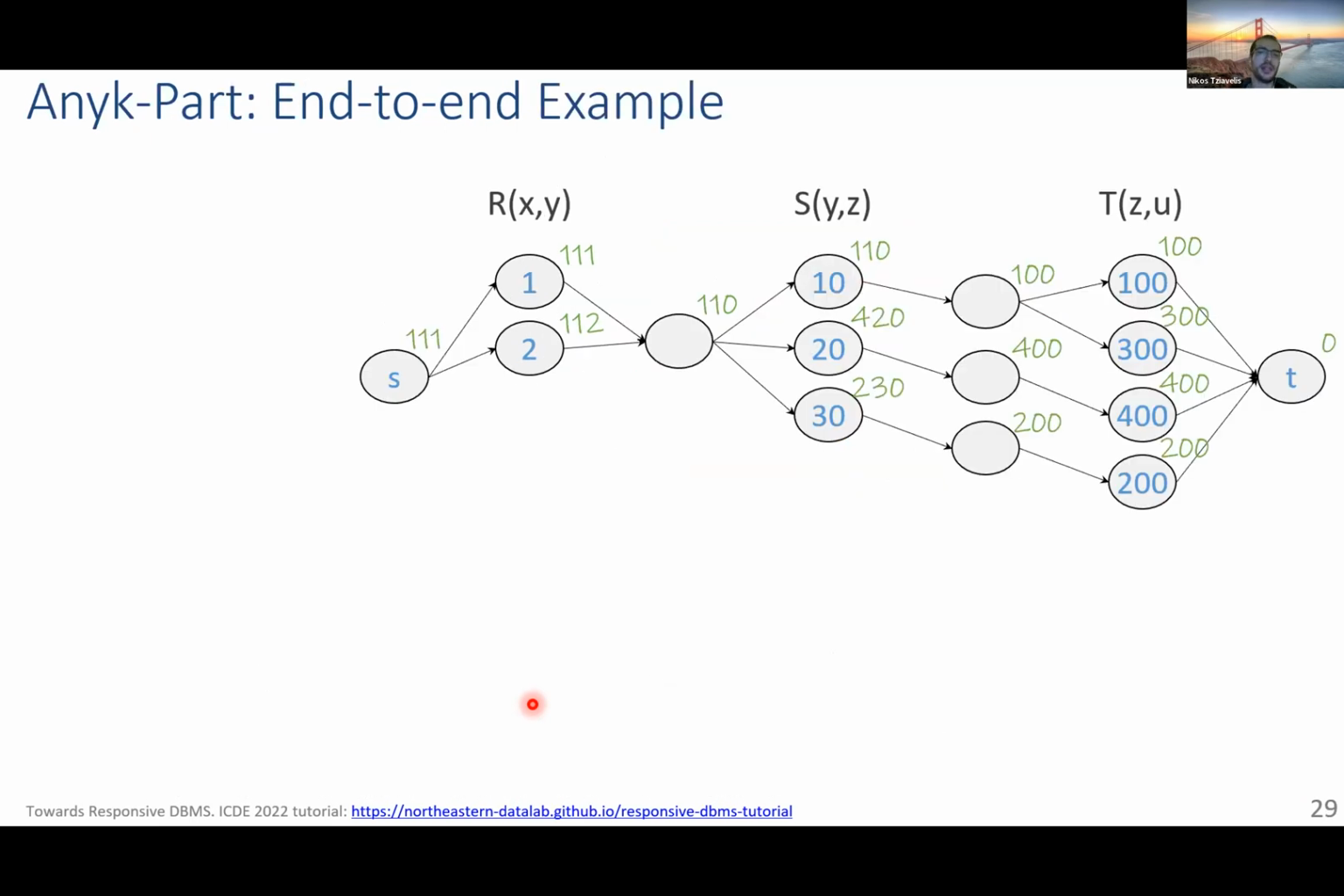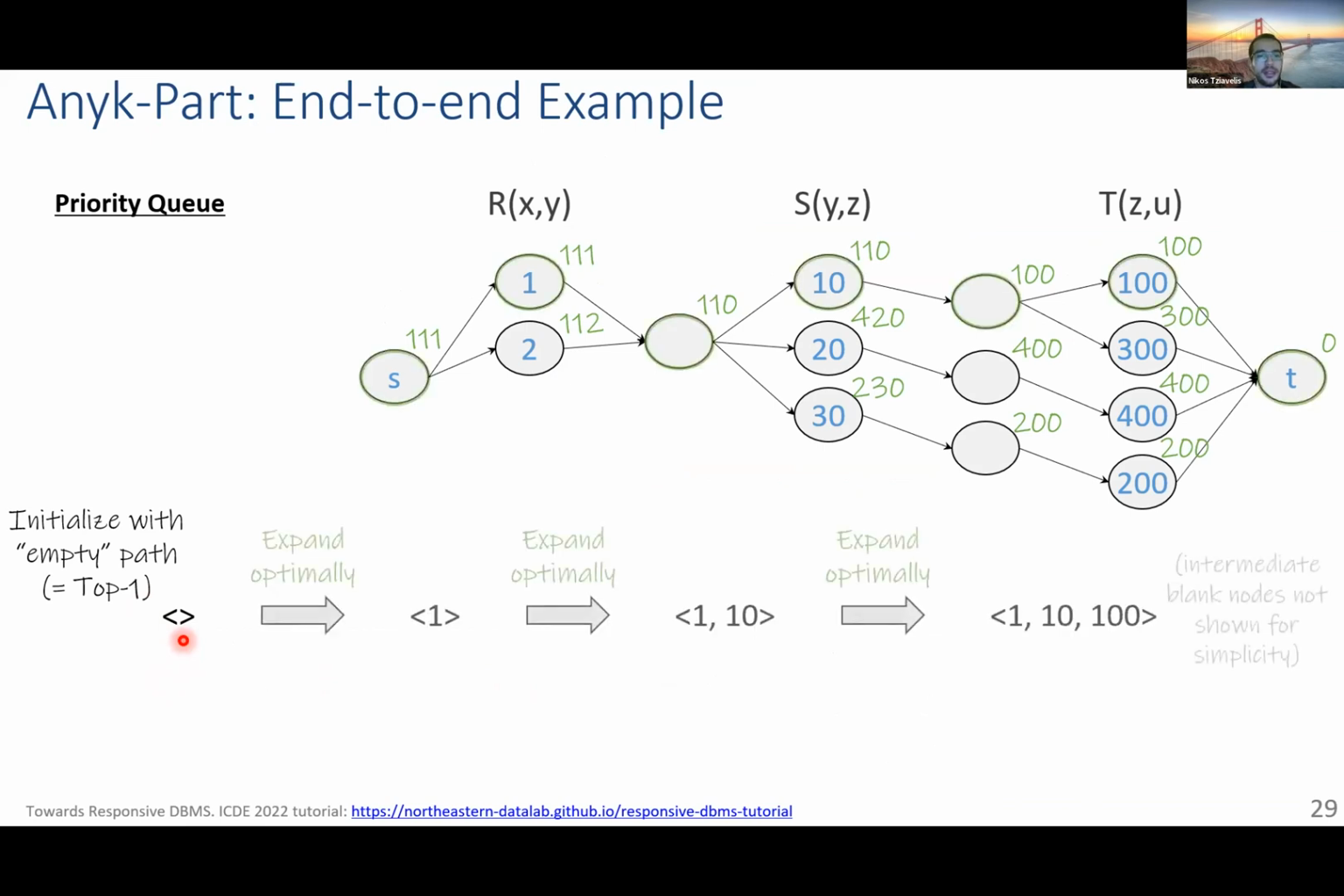Let's look at an end-to-end example of how this works. So we start with the graph, and we have a priority queue. The priority queue is needed in order to compare the candidates. We start the algorithm essentially with an empty path. So what is an empty path? It's a path that's extended optimally to the target node. So we take this path and we expand it optimally, exactly following the computation of dynamic programming.